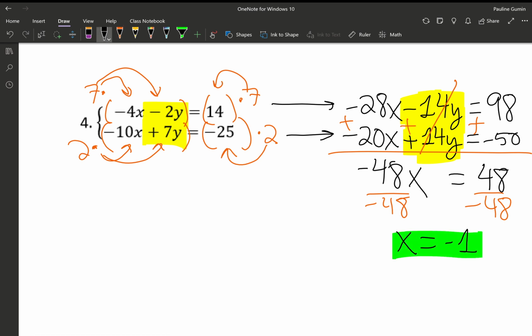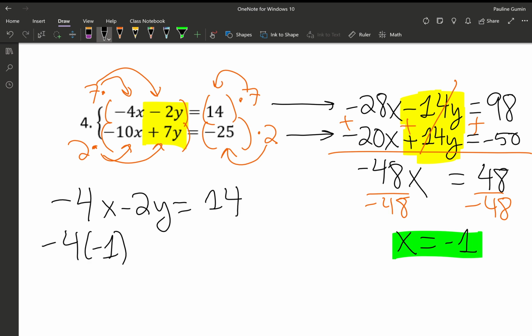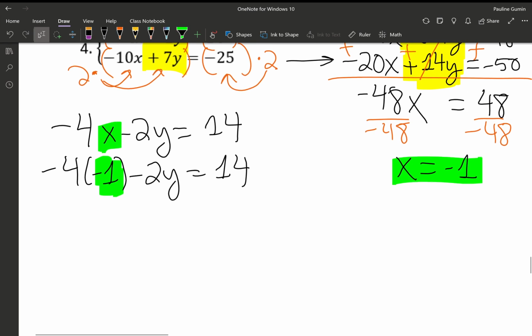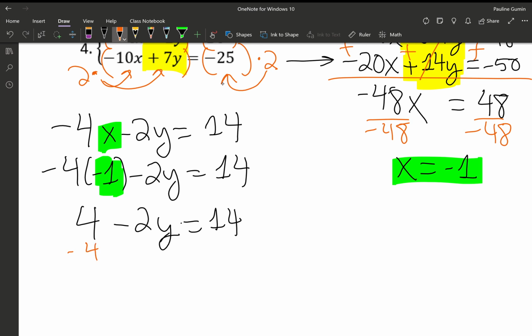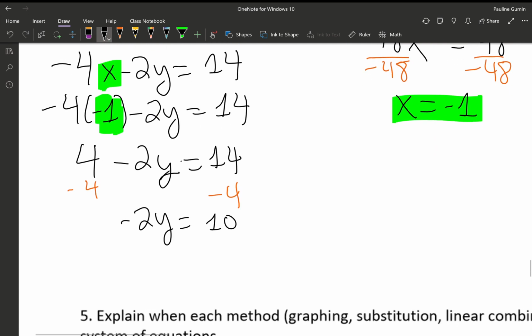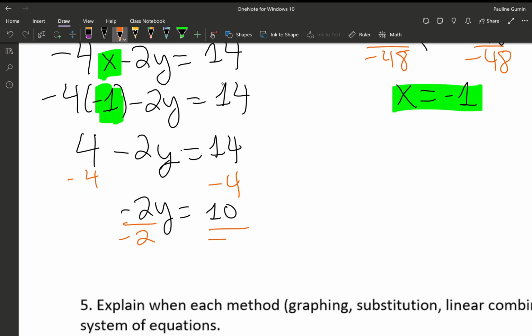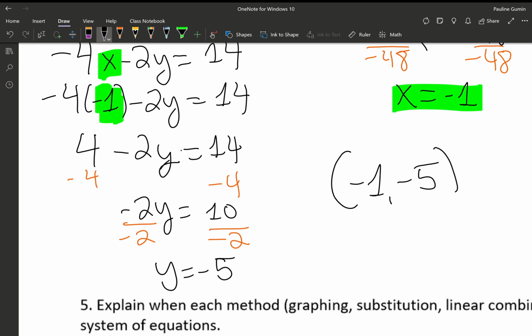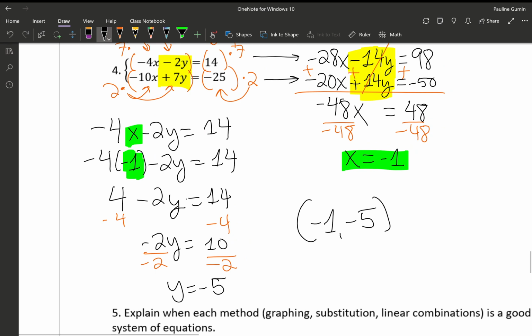Which one do I feel like choosing? I think I'll do the first one this time. Negative 4x minus 2y equals 14. And we're going to plug in the negative 1 for the x. Negative 4 times negative 1 is positive 4. Minus 2y equals 14. Let's subtract 4 from both sides. So negative 2y equals 10. And of course, let's finish this up by dividing both sides by negative 2. Y equals negative 5. And of course, don't forget to write your answer properly. Negative 1, comma, negative 5.